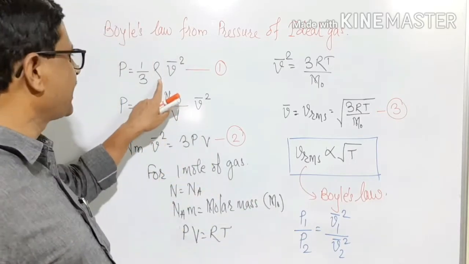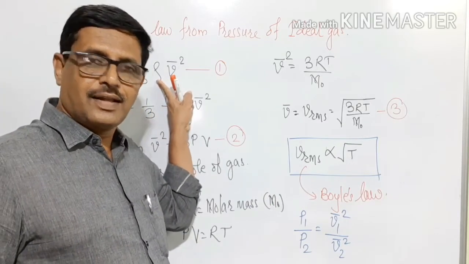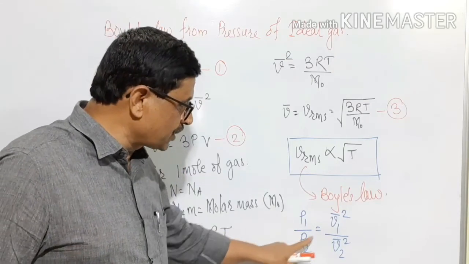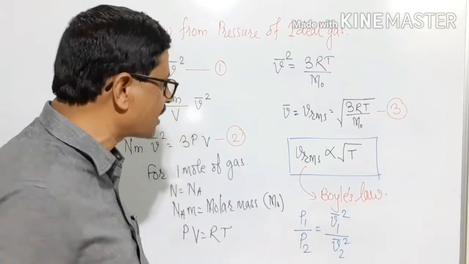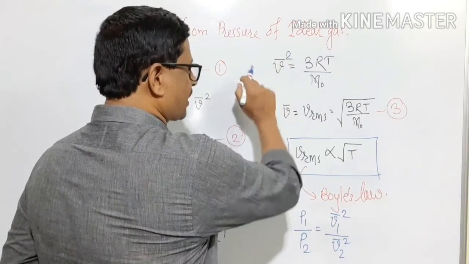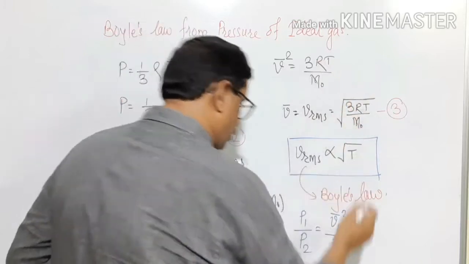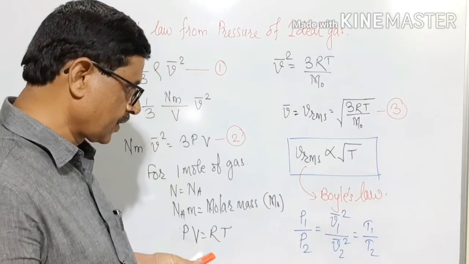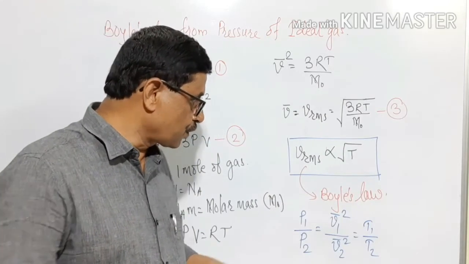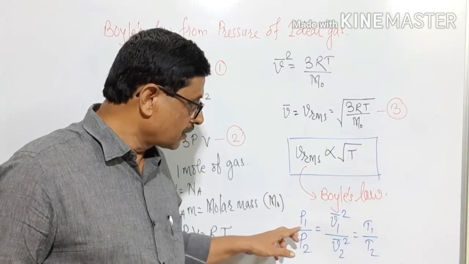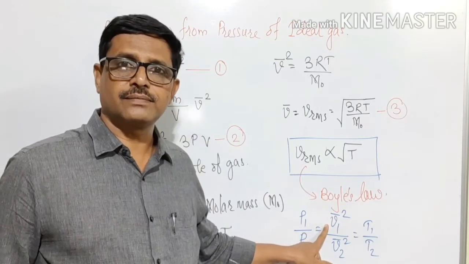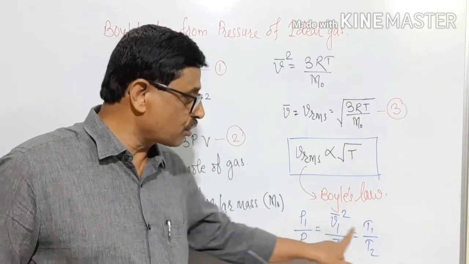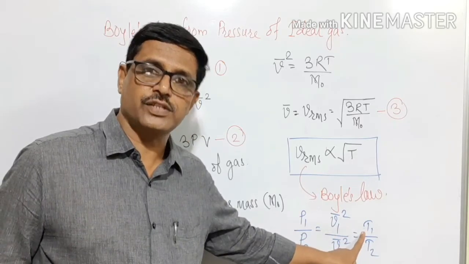P1 upon P2, the density of a gas is constant, we are considering here. P1 upon P2 is equal to V1 bar square upon V2 bar square, but V1 bar square is directly proportional to absolute temperature, therefore it is T1 upon T2. This proves that the mean square velocity is directly proportional to absolute temperature, as well as the pressure is also directly proportional to absolute temperature.